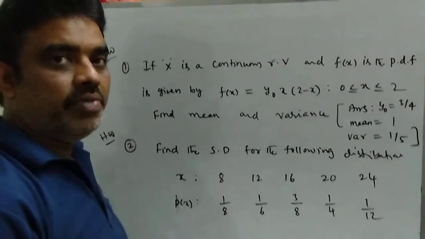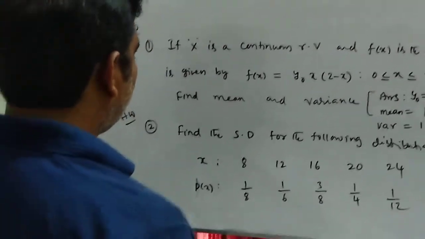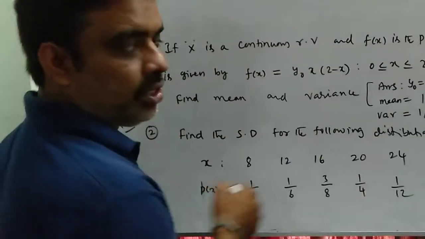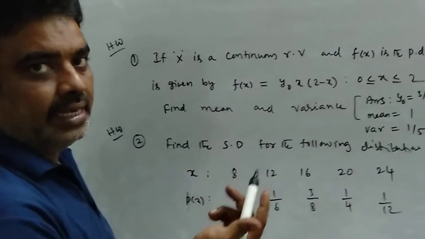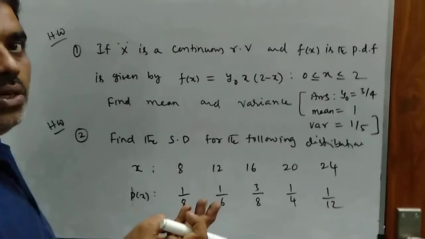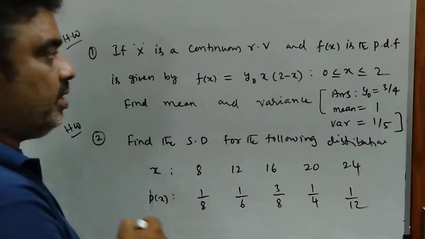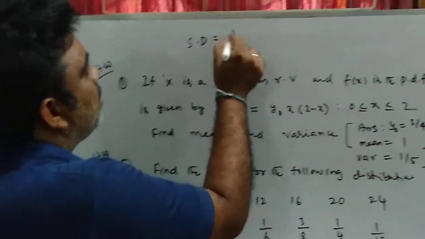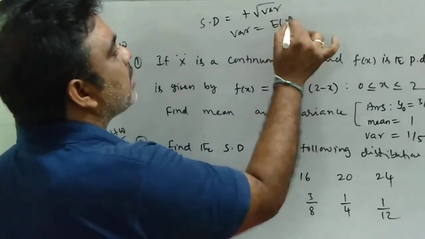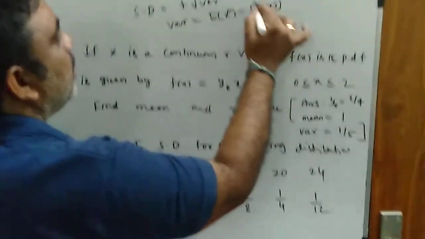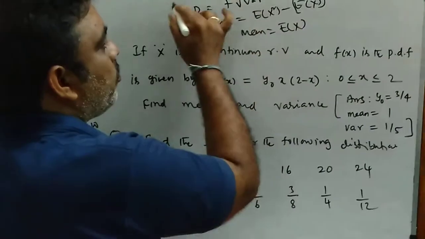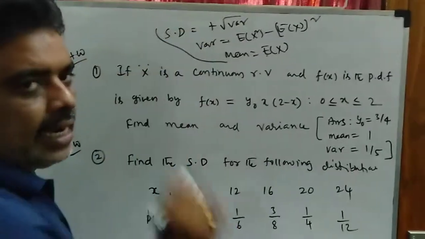Variance by the formula E of x square minus E of x whole square. And also in the second question you have to find the standard deviation. Before the standard deviation you have to find the variance. That means you are required to find the mean and variance, two elements. Then only you will get the standard deviation. The standard deviation is nothing but the positive square root of variance. Variance is nothing but E of x square minus E of x whole square. But what is E of x? That is the mean. So you are required to find mean, variance, then standard deviation.